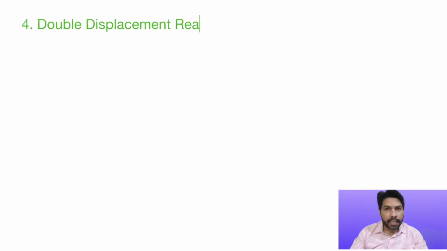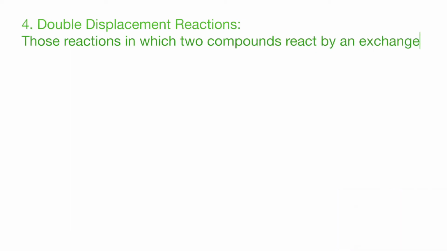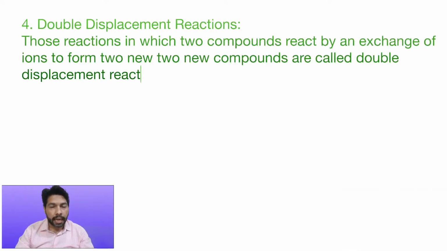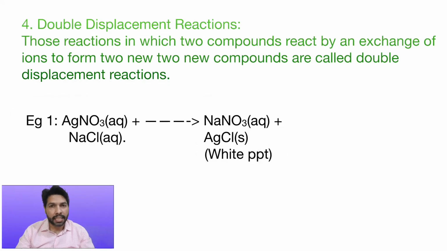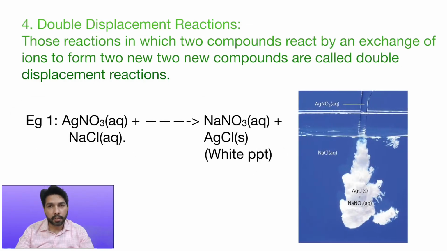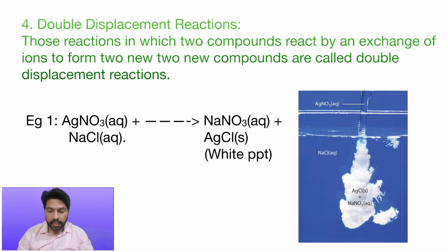Fourth type of reaction is double displacement reaction. In this, two compounds react and the cations of both the compounds exchange their position. So these reactions are called double displacement reactions. As you can see in the first example, silver nitrate and NaCl combine. Now the cations will exchange their position, thereby forming NaNO3, which will be in the aqueous state, whereas AgCl will be precipitated out, as you can see in the picture on the right hand side.